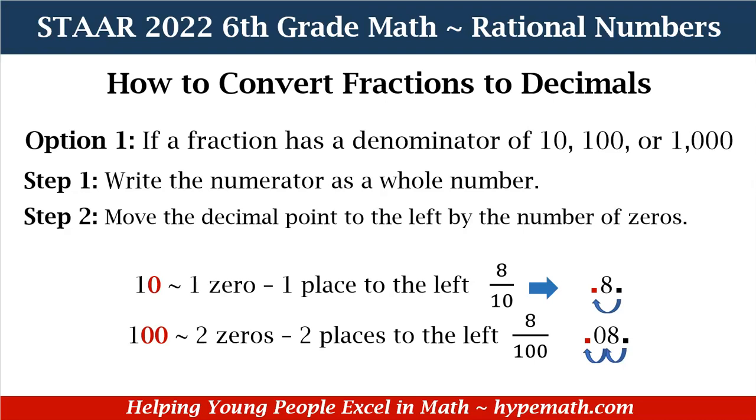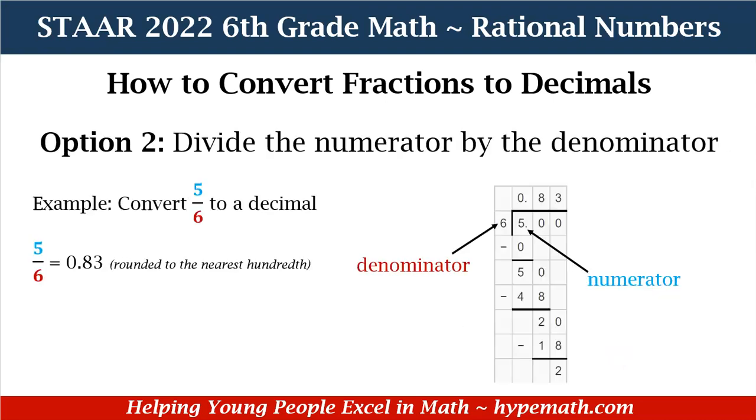Now, for 8 over 100, we have 2 zeros in the denominator, so we are going to move our decimal 2 places to the left. We again write the whole number 8. Our decimal is to the right-hand side of the whole number, and when we move the decimal 2 places to the left, we write a 0 as a placeholder since there's not a number in front of the 8, and our answer is 0.08.